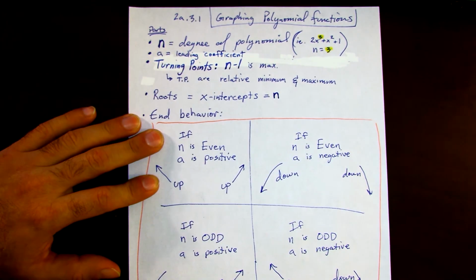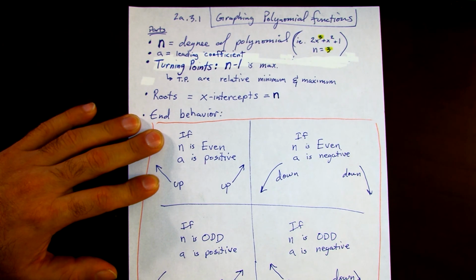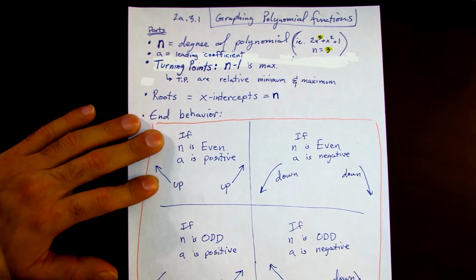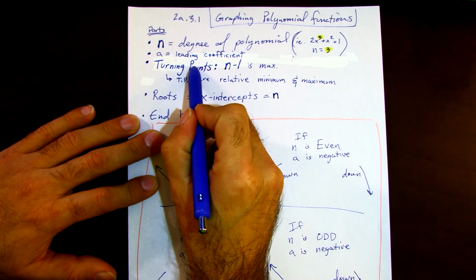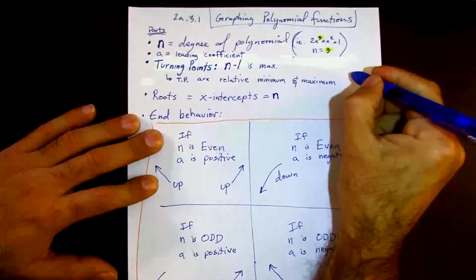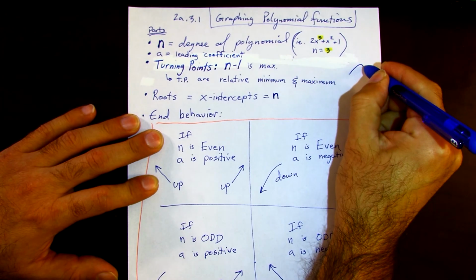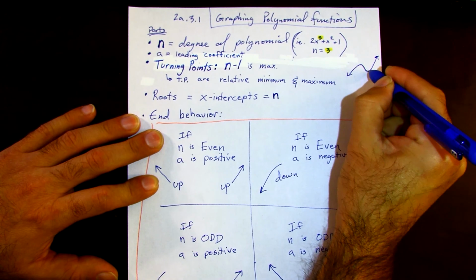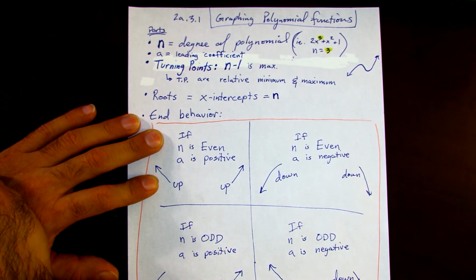Pretty easy to find a and n. A and n are pretty quick. Look in the first term, look at the exponent, look at the coefficient. Boom, boom. All right. Now to find how many turning points, so a turning point is literally when the function turns going the other direction. So this has 2 turning points. Okay?